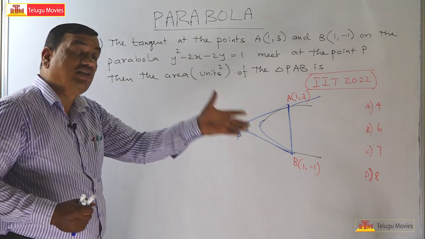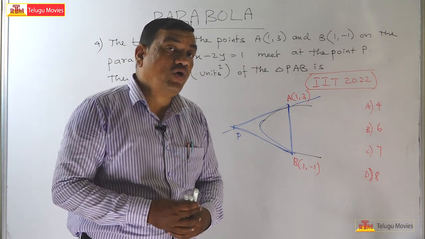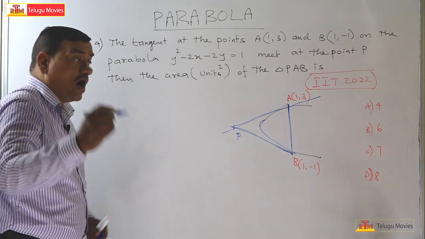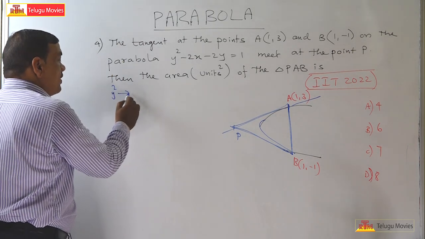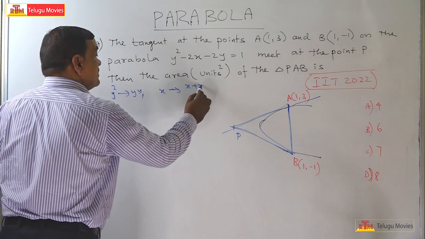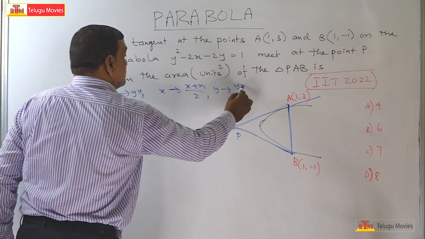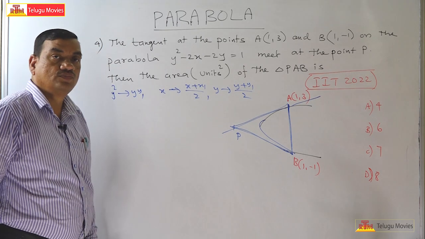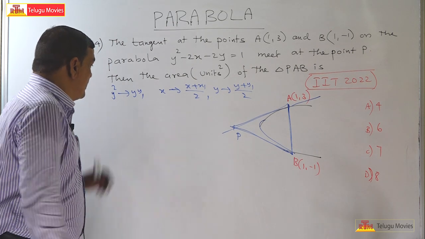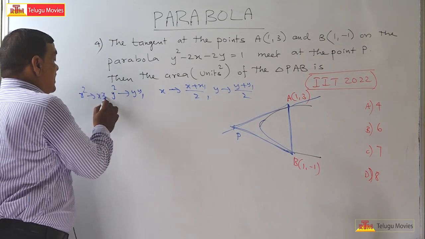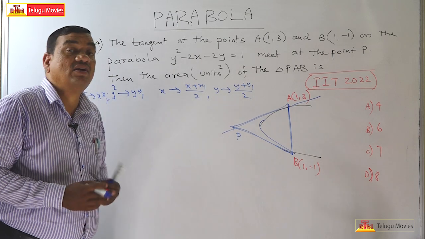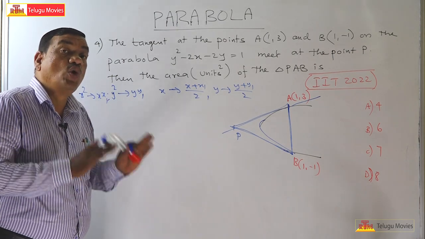In the previous class I explained, if you want to find out the equation of the tangent at x1 comma y1 to any curve, what you have to do is, in place of y square substitute y1, in place of x substitute x plus x1 by 2, in place of y substitute y plus y1 by 2. Whatever may be the curve, maybe parabola, ellipse, hyperbola, whatever. If x square is there, x1. If y square is there, y1. If x is there, x plus x1 by 2. If y is there, y plus y1 by 2. Remaining all constant coefficients as it is.